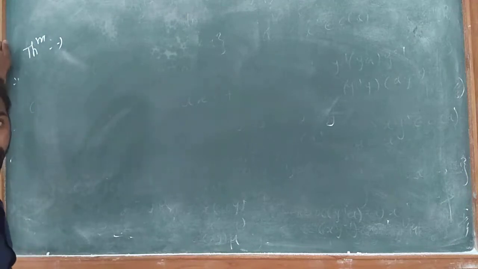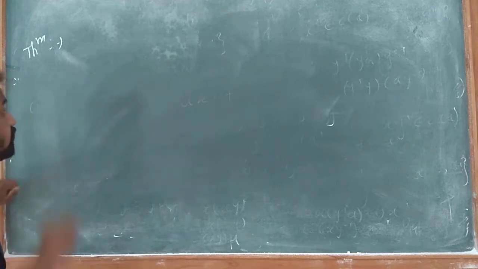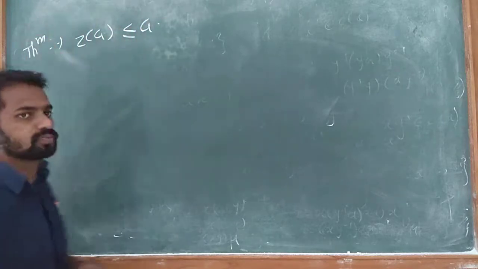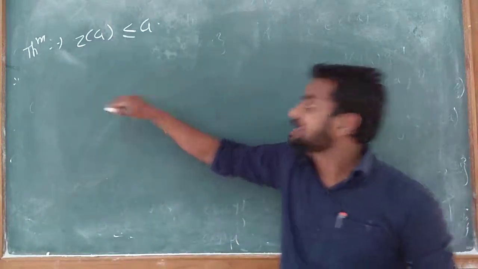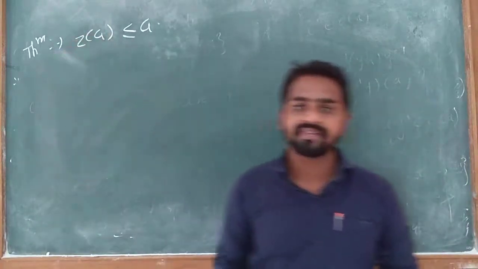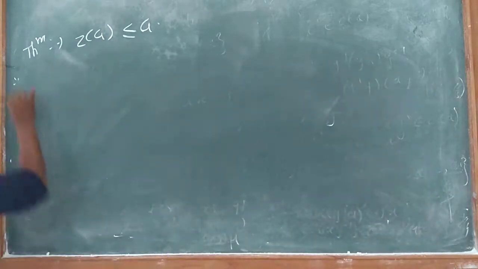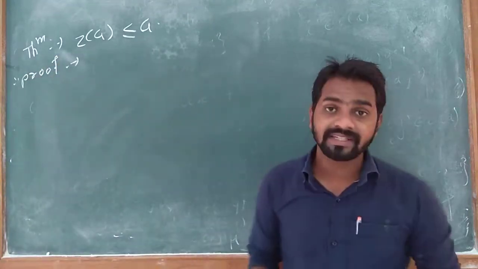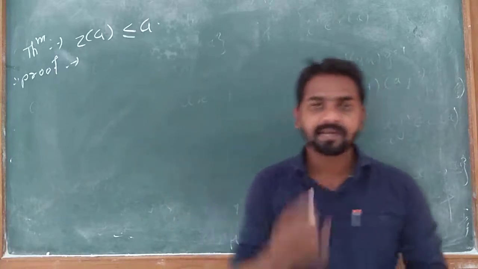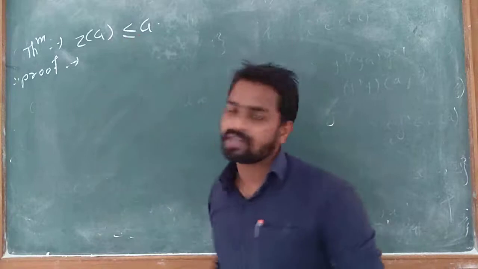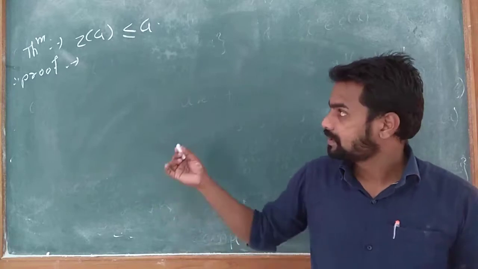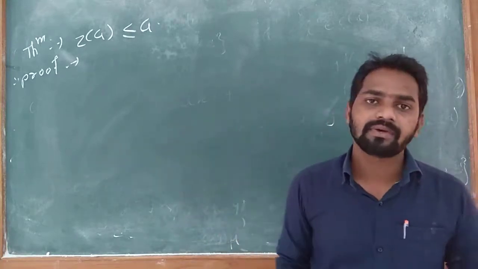As in the previous lecture, where we studied the centralizer of A and the theorem that the centralizer of A is a subgroup of G, here we see the theorem that the center Z of G is a subgroup of group G. That is, Z of G is less than or equal to G, meaning the center of group G is always a subgroup of group G. So we have to prove this theorem. For proving it, we show that Z of G is a subset of G, and that if A, B belong to Z of G, then AB inverse belongs to Z of G. Therefore, Z of G is a subgroup of G.